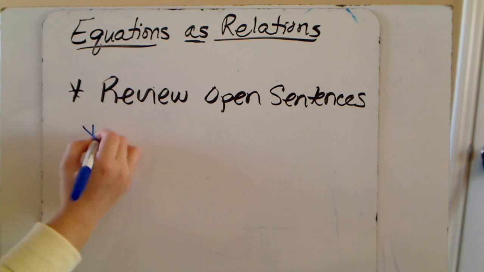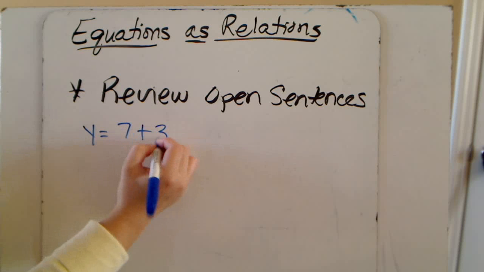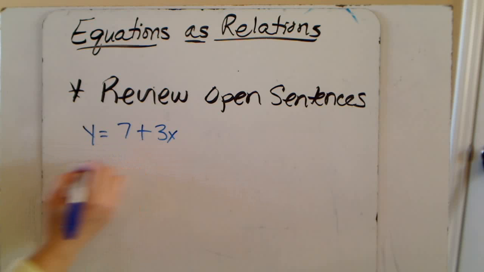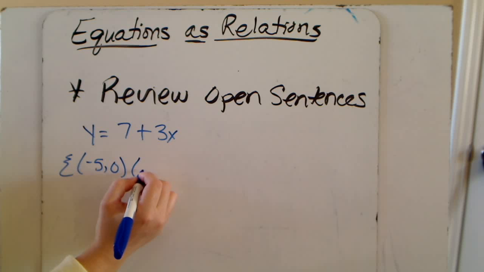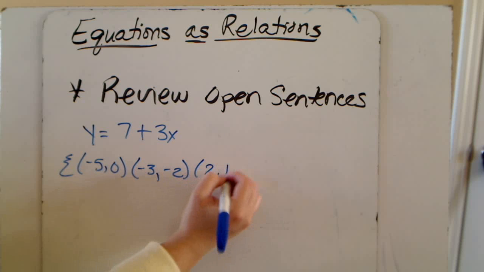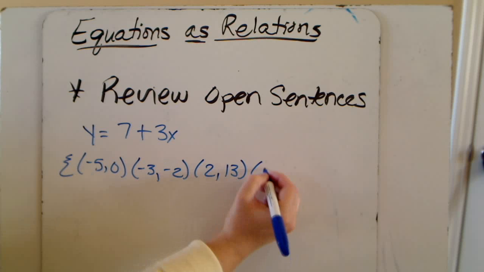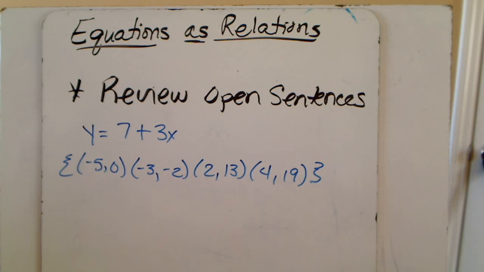So I'm going to write the problem up here, and hopefully I have enough room. y equals 7 plus 3x, and then it gives us a replacement set. Some ordered pairs: (-5, 0), then (-3, -2), (2, 13), and (4, 19). Okay, so with this information, we're going to take these ordered pairs and plug them into our equation and see which ones make true statements. That's basically all we're doing.